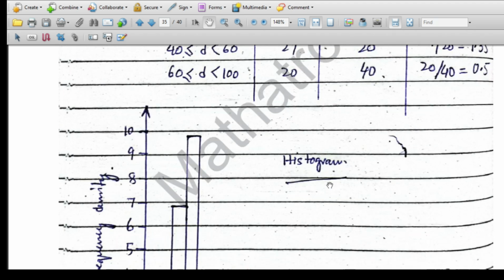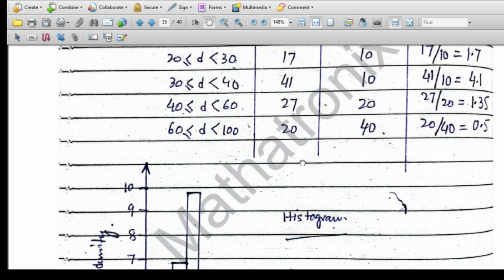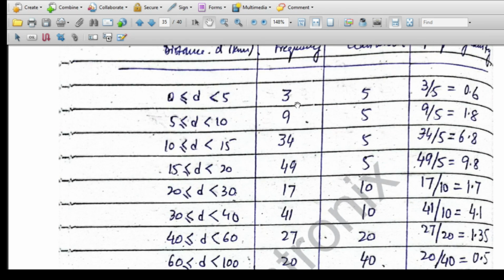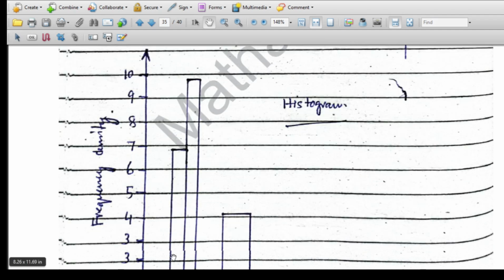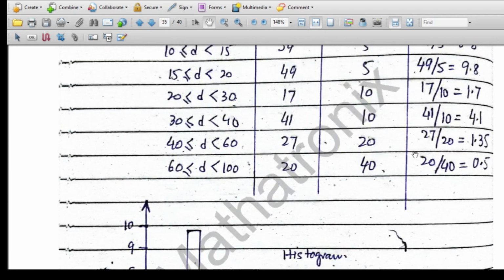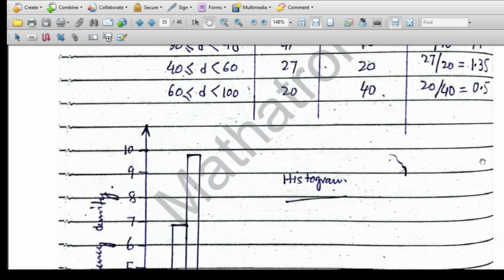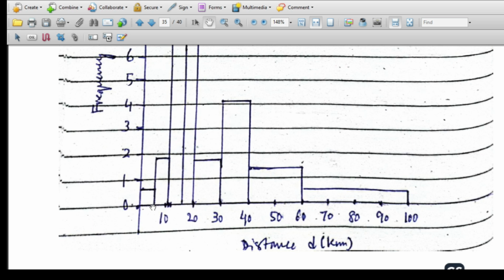So we will plot it here in a histogram. This is class width. For 0 to 5 we have 0.6, so class frequency density is 0.6 here. In the next gap, 5 to 10, we have 1.8.